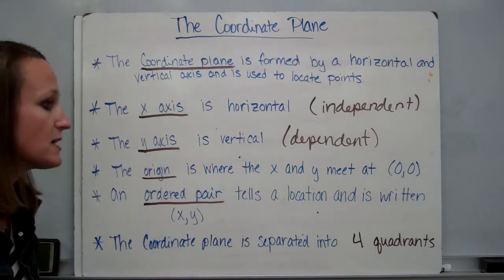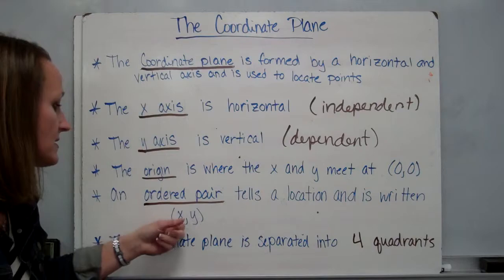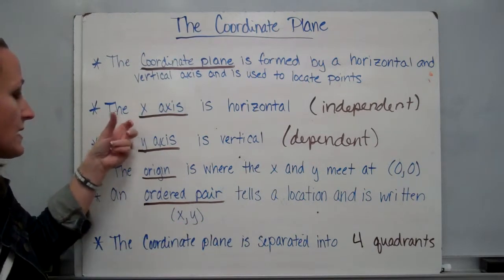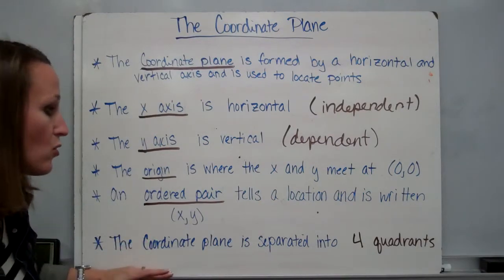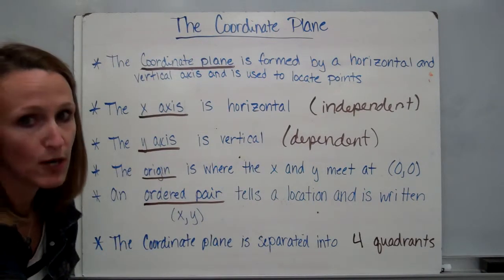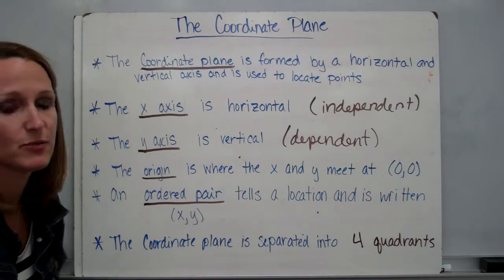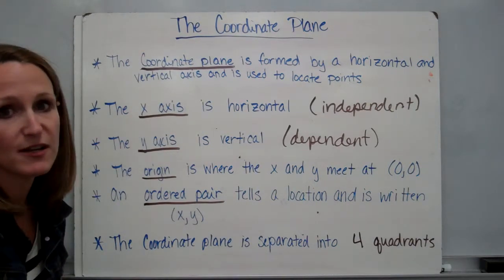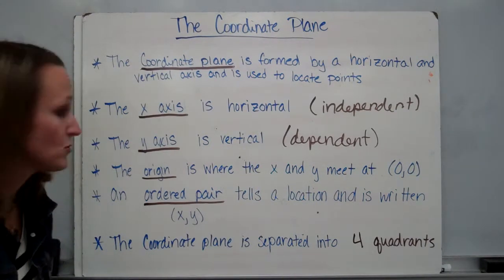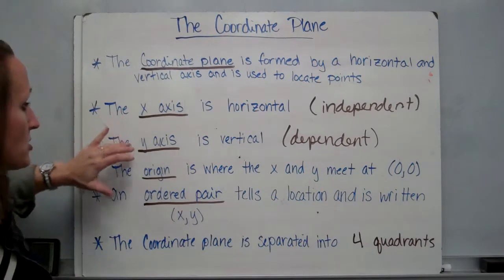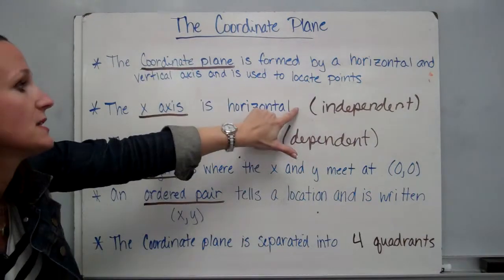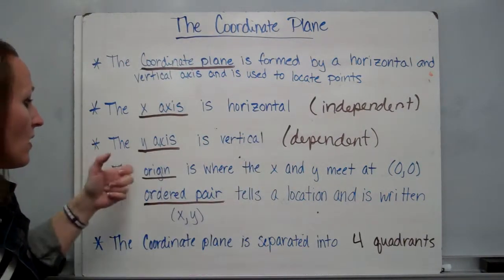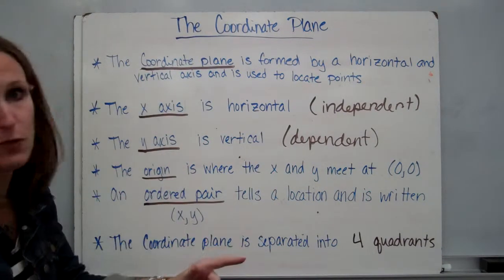An ordered pair tells us a location, and it's written like this: (x, y). In other words, the x-axis location and then the y-axis location. And the coordinate plane is separated into 4 quadrants. I don't know if you've learned the 4 quadrants prior to now, but starting now you're working with 4 quadrants, not just one. So these are some important terms that you need to know: coordinate plane, x-axis, y-axis, and with that comes independent and dependent, origin, ordered pair, and then 4 quadrants.